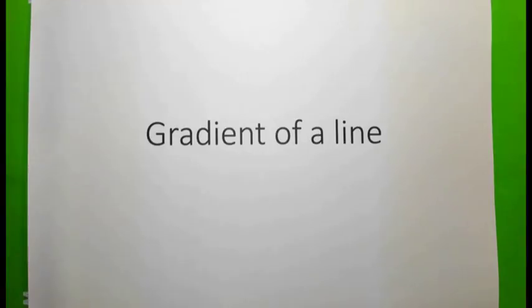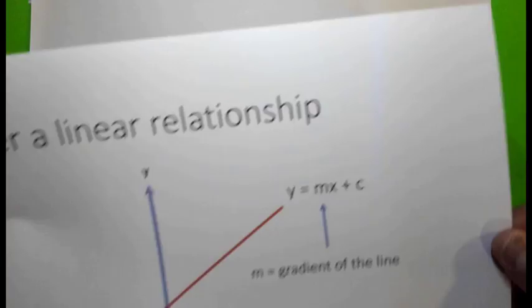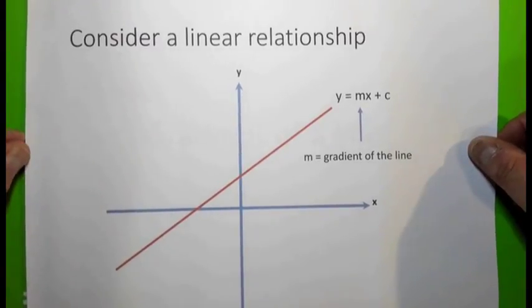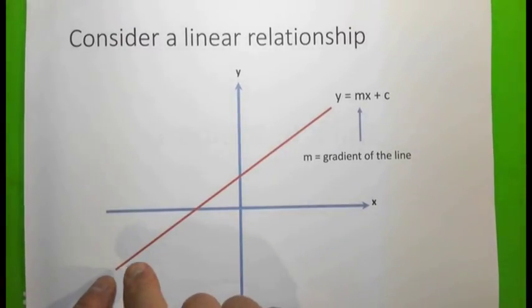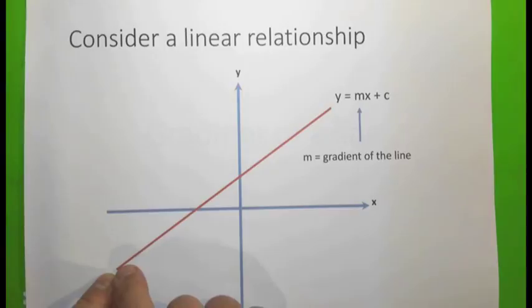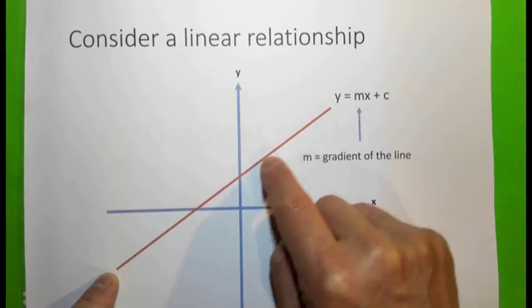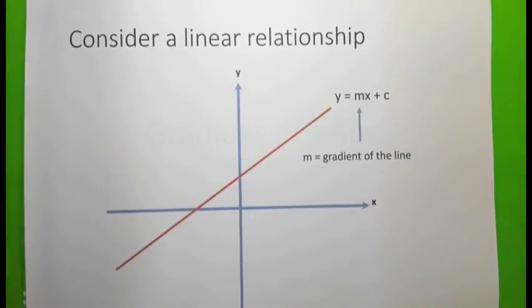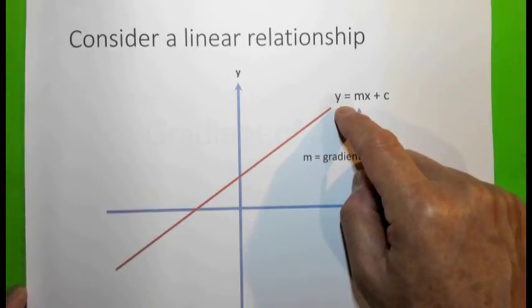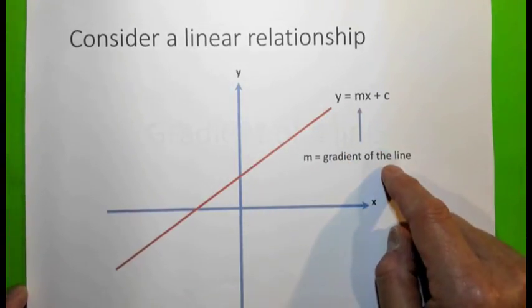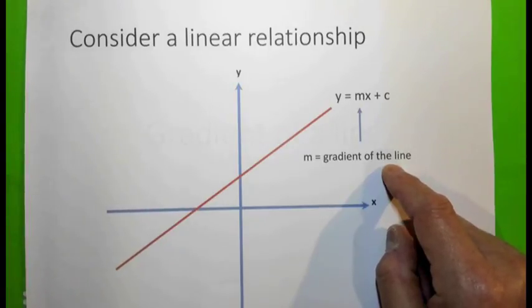We are actually going to look at the gradient of a line. Let's go back to a linear relationship. We know that a linear relationship in a Cartesian plane is actually a straight line. The general equation is y equals mx plus c, and m is the gradient of the line. Now, how do we actually define the gradient?